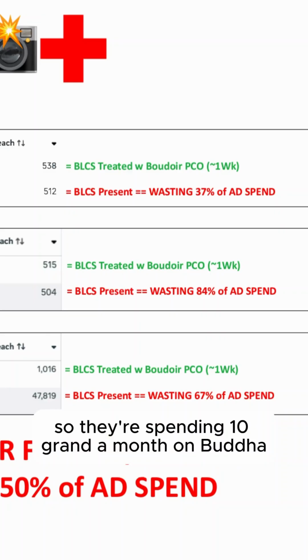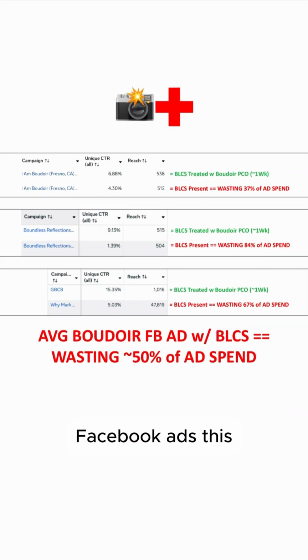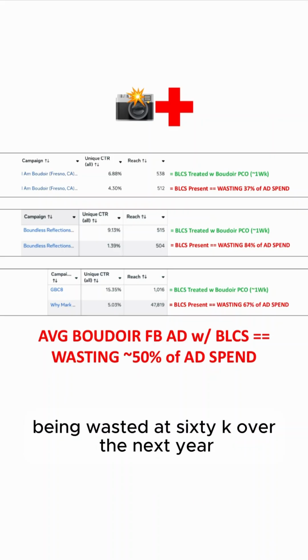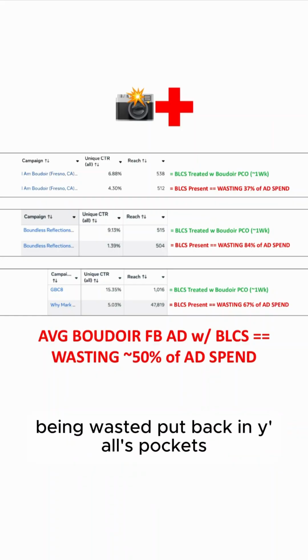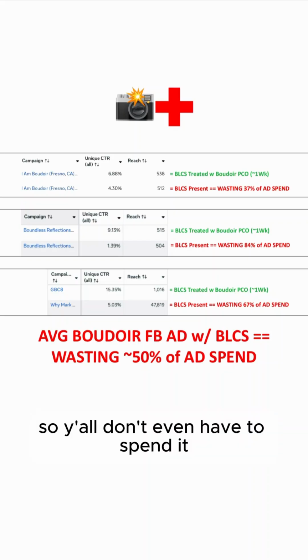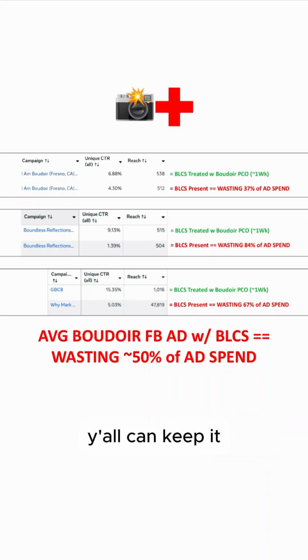So if they're spending 10 grand a month on boudoir Facebook ads, this means approximately 5K every single month is being wasted. That's 60K over the next year. That's approximately the amount we can eliminate being wasted, put back in y'all's pockets, so y'all don't even have to spend it. Y'all can keep it.